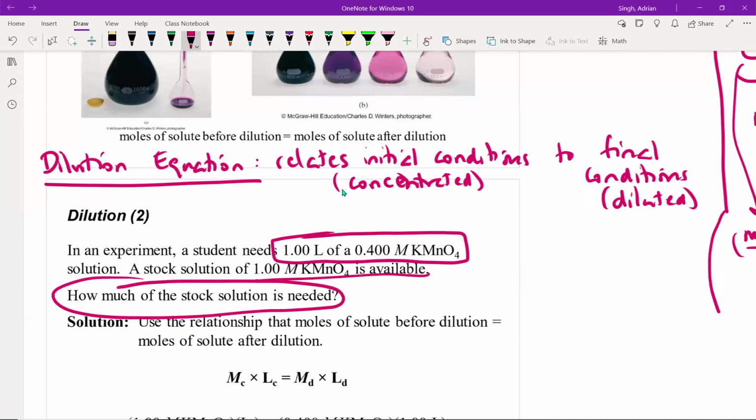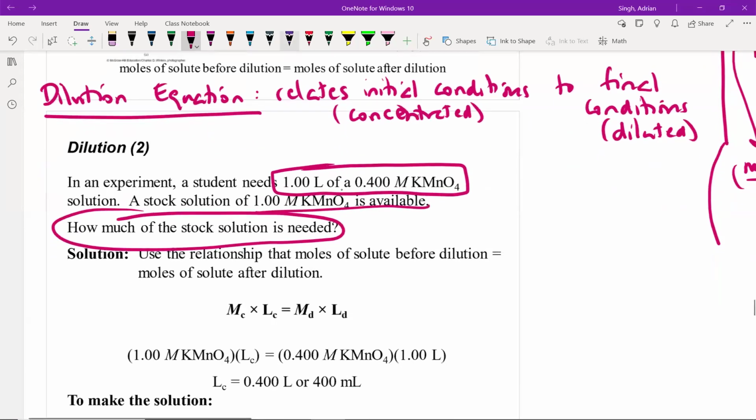So the terminology here is important. We're starting off with a stock solution, okay, which is going to be our concentrated solution, right? That's what we're starting with. That's my initial. So this here will be my initial concentration, 1.00 molar.